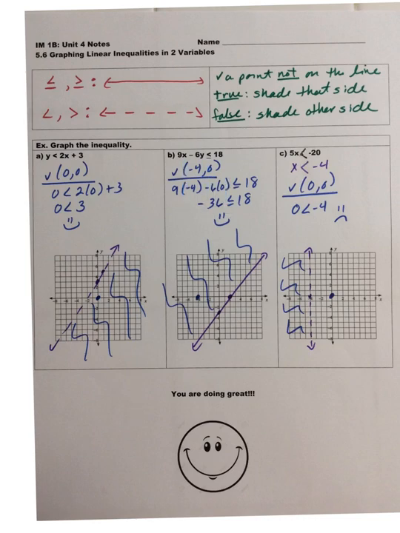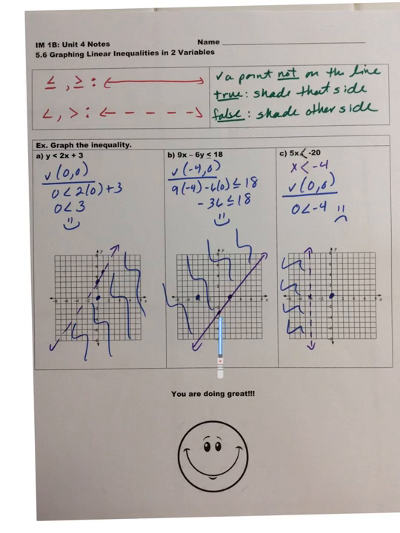Alright, so for this one, I decided to graph it using the x and y intercepts, as it's in standard form. So if I plug in 0 for y, this term disappears. So if 9x equals 18, then divide by 9, x equals 2. So my x-intercept is right there at 2. Then if I plug in 0 for x, this term disappears. If negative 6y equals 18, divide by negative 6, and y equals negative 3.